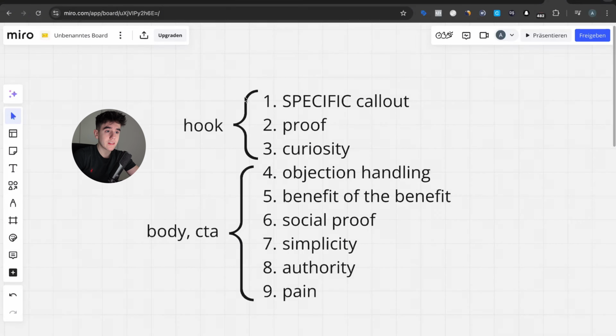Now, the first 3 apply to the hook. The first one is a specific call out. Most people already fail at not even knowing who they sell to. So as a pre-step, before we get into breaking down every single direct response element, you need to understand who you sell to. You need to know exactly who your dream, perfect 10 out of 10 customer is.